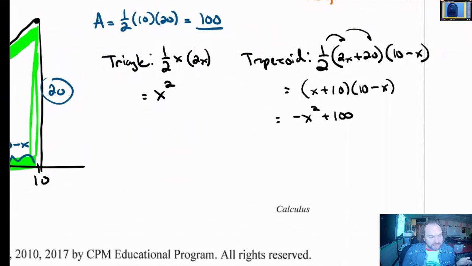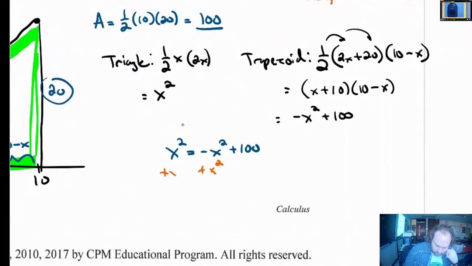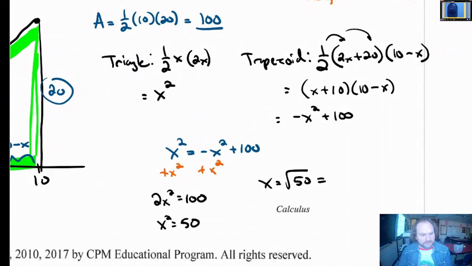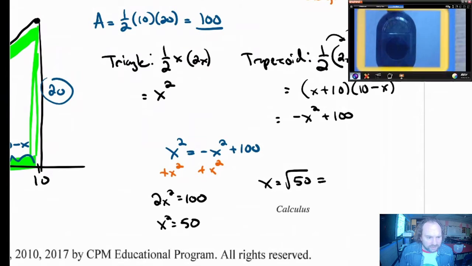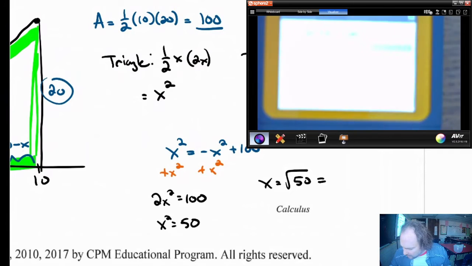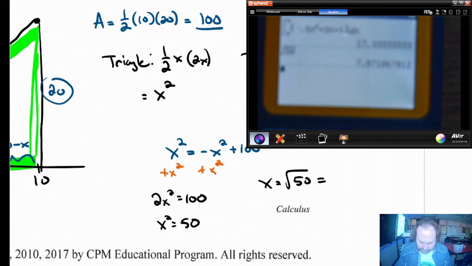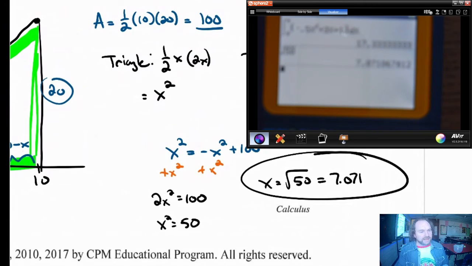So really, we just need these things to equal each other. We need x squared to equal negative x squared plus 100. So to do this, we'll just add the x squared to both sides, and we will solve it as we would normally. We'll get 2x squared equals 100. We'll get x squared equals 50, and so x is going to be the square root of 50. I am aware that the square root of 50 has two answers, but we don't need the negative one in this problem, since everything in this problem is in the positive zone. Square root of 50 is 7.071, and that would be, I believe, the correct answer to this question.